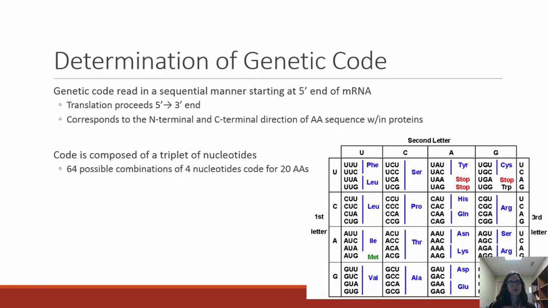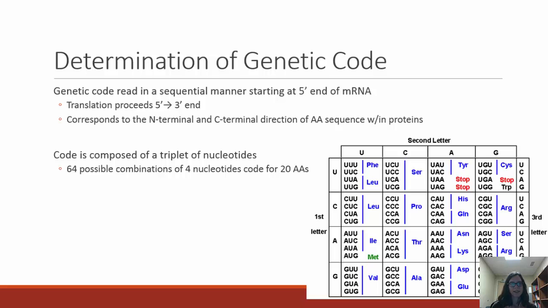Okay, to get back to where we were: the genetic code of the mRNA is read in a sequential manner, starting at the 5' end of the mRNA and moving towards the 3' end. And this corresponds to the N terminus to C terminus direction of the amino acid sequence within the proteins.